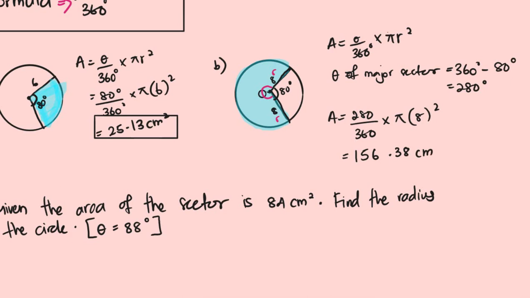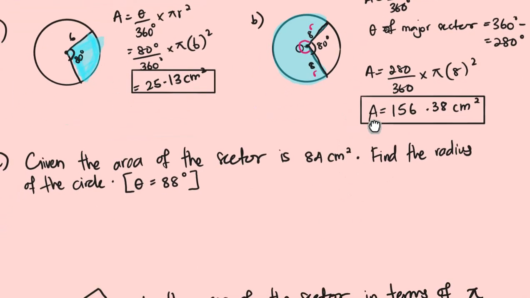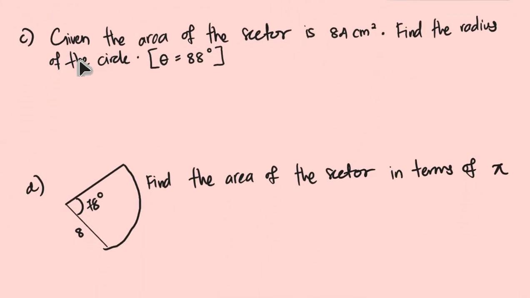I'll get 156.38 cm squared. This is my area of this one. All right. For question B, this is my area. So it's pretty simple, pretty straightforward. Now let's go to question C. I only have another 2 more questions, yeah?